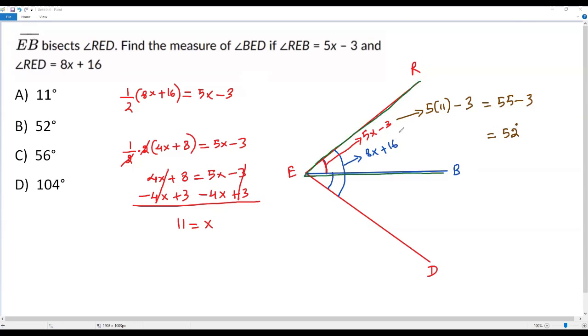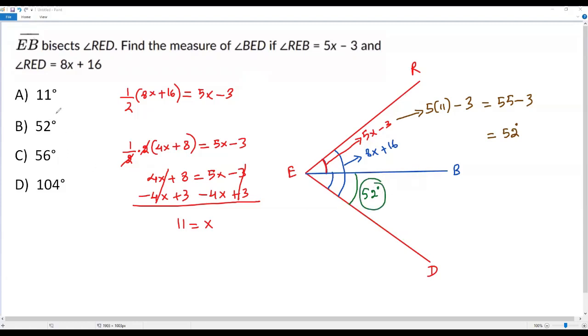As we have discussed already, the line segment EB bisects the angle RED, that is, this angle RED has been divided into two equal parts. So whatever measure we get for angle REB, we will have the same measure for angle BED. So the measure of angle BED is also 52 degrees. According to the question, we have to find the measure of angle BED, and we got it: 52 degrees.